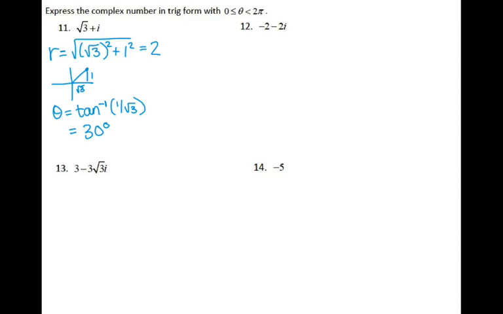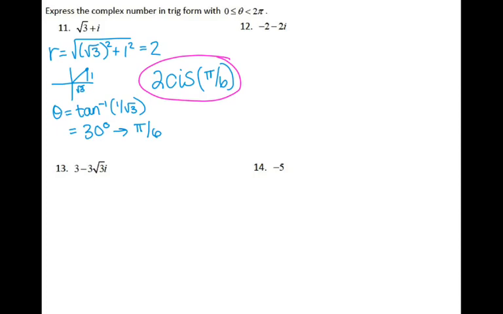So my angle is 30 degrees, but if you look at the directions, it says your angle should be between 0 and 2 pi. So that means we need to convert this to radians. So 30 degrees in radians is pi over 6. Now, in order to write this in trig form, you are going to start with your r. So I'm going to have r CIS, which stands for cosine plus I sine of pi over 6. And there you go.